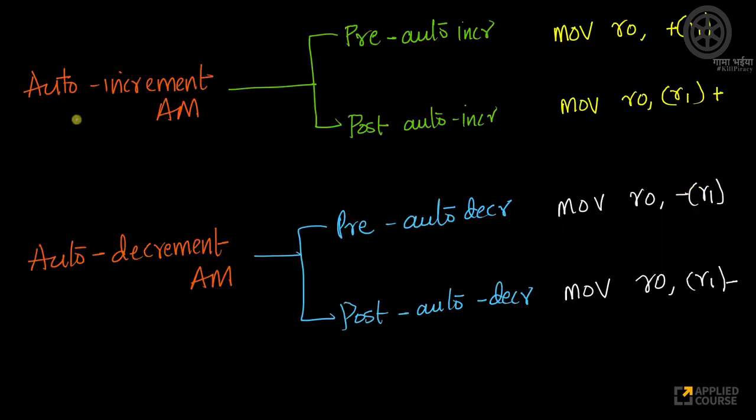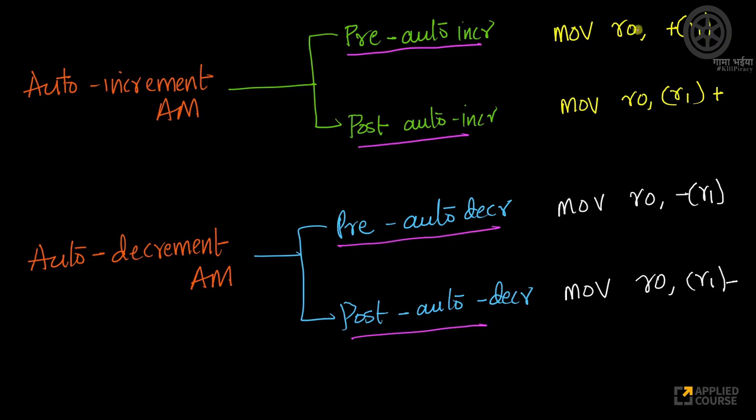Okay. Now within auto increment and auto decrement, there are two types, very simply put. There is something called pre-auto increment and post-auto increment. Similarly for decrement also, there is pre-auto decrement and post-auto decrement. Let's look at a simple command to understand this. So let's look at this command.